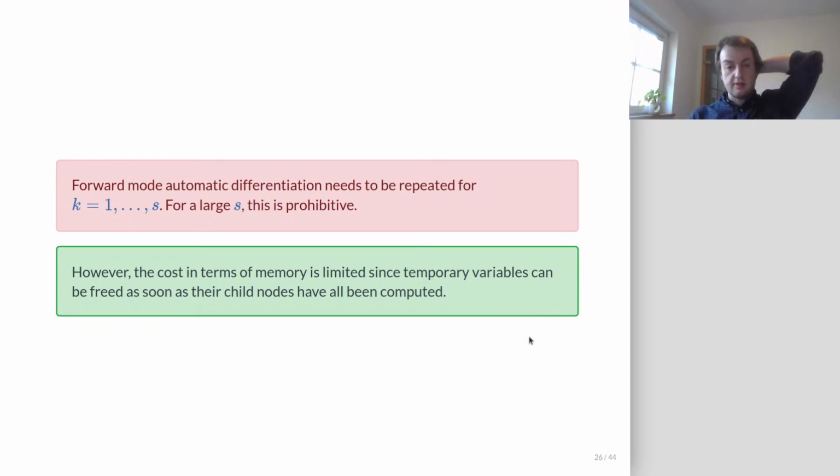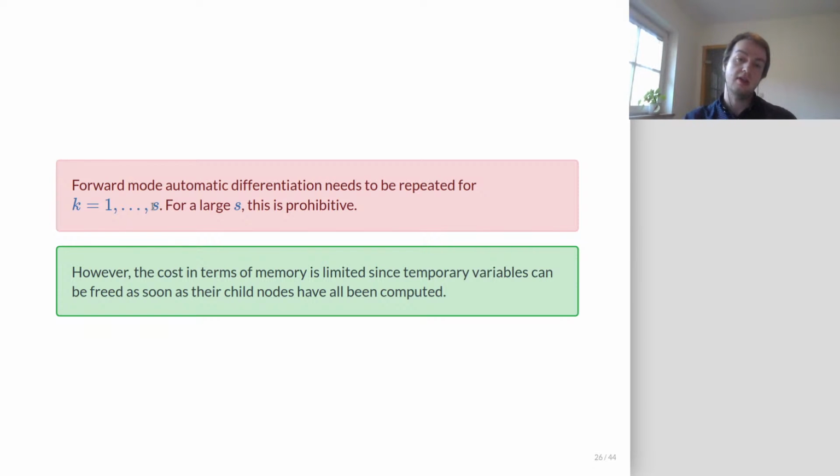So this is a correct algorithm. It will give you the right answer, but the first thing we could say is that unfortunately, we would have to repeat forward mode automatic differentiation for as many inputs that we have. So if s, the number of inputs, is large, this might be quite prohibitive, right? This will be expensive to run.